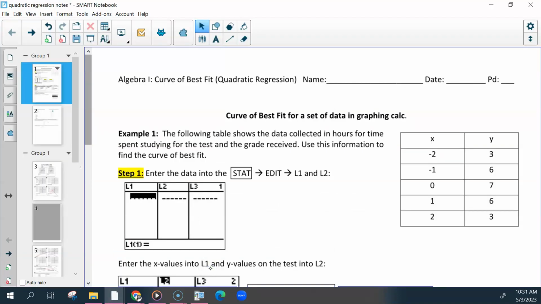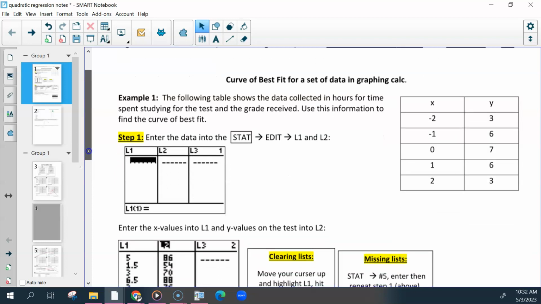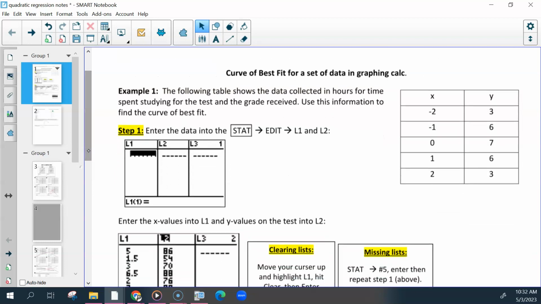We're going to start off on the calculator and then do them in Desmos. Go ahead and reset your calculator, second plus 7, 1, 2. What's nice about quadratic regression is that it's very similar to linear regression, or the line of best fit, curve of best fit. They're the same. They're similar. So the steps are really similar.